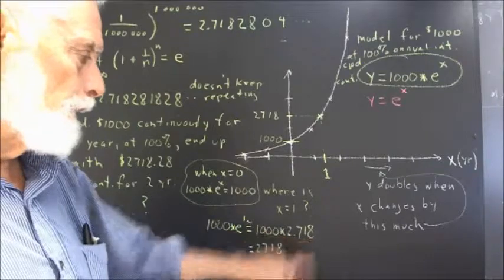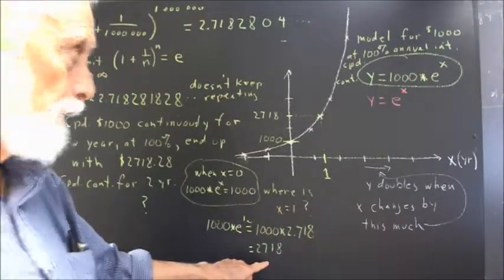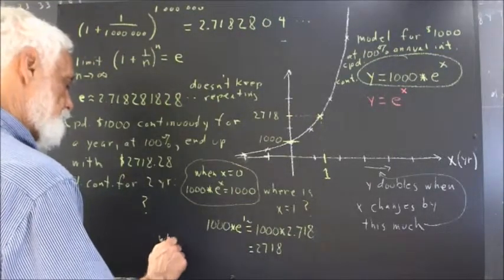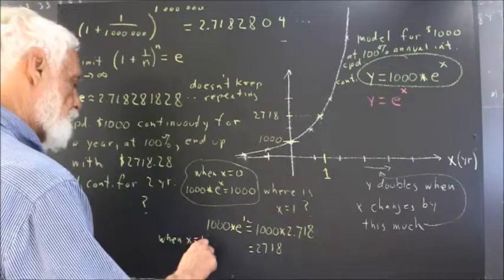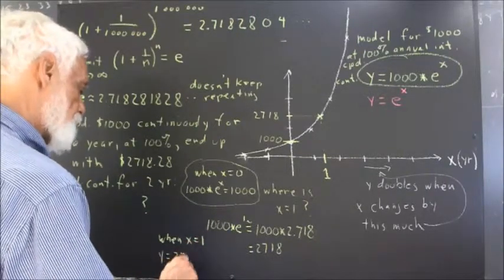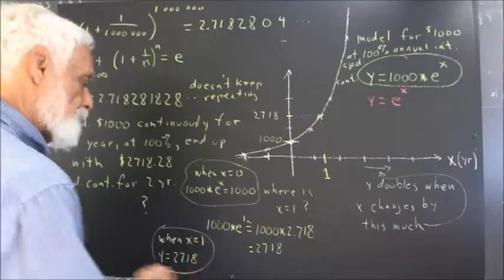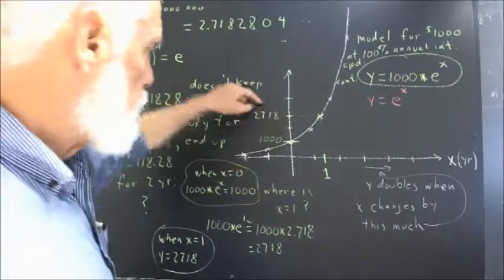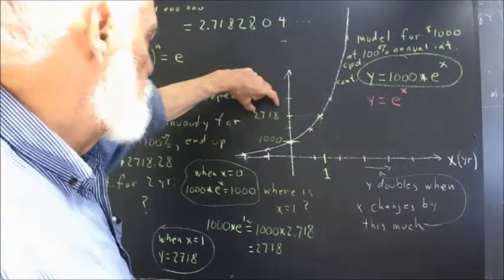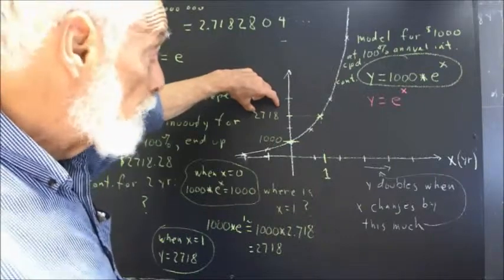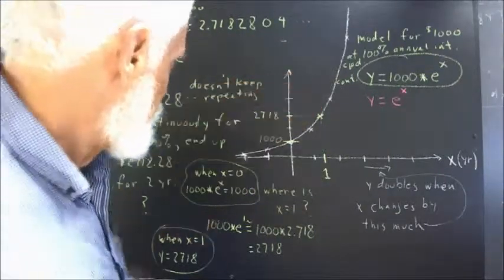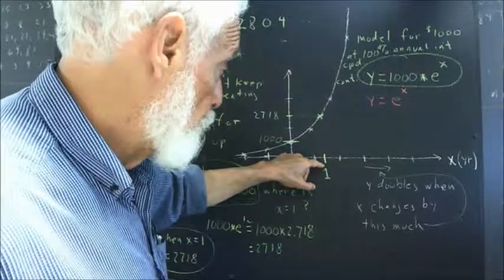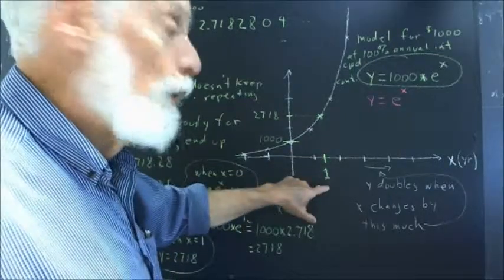Okay, so we multiply 1,000 times 2.718, we get 2,718. This says when x equals 1, y has to equal 2,718 to be consistent with this green function. So we put 2,718 here, and we ask, well, if we go to the graph point where y is 2,718, x has to be 1. So we come down here to 1, and now we know where 1 is.